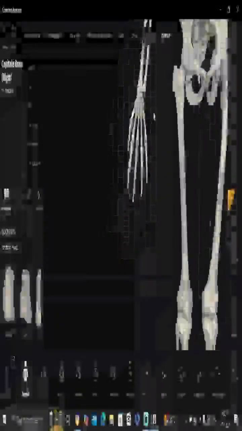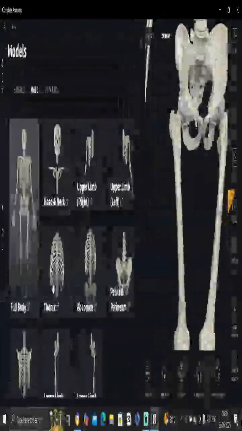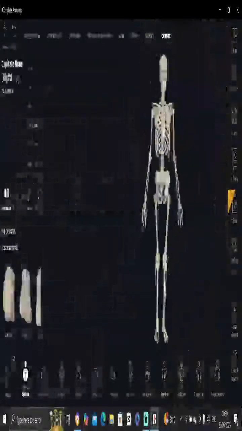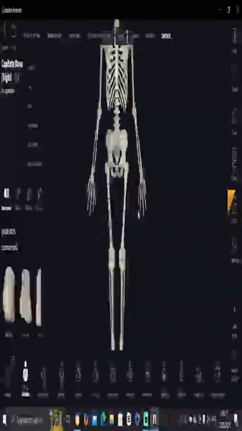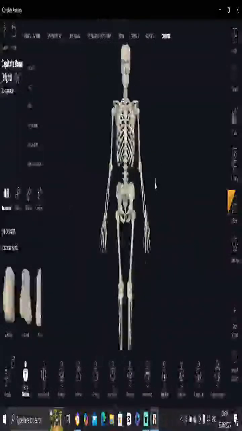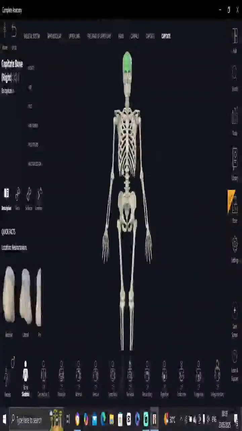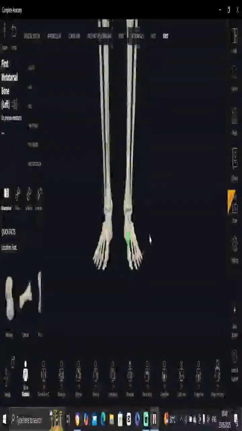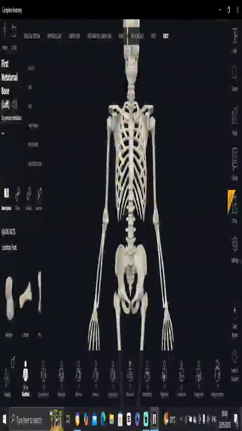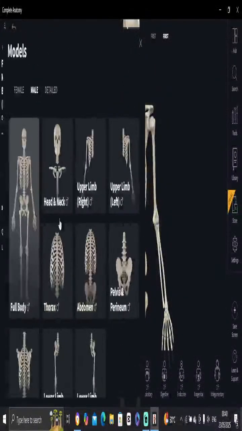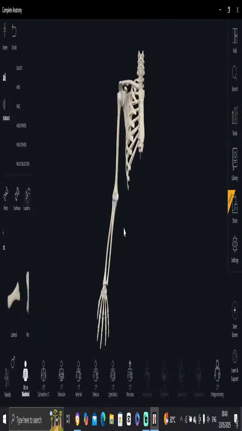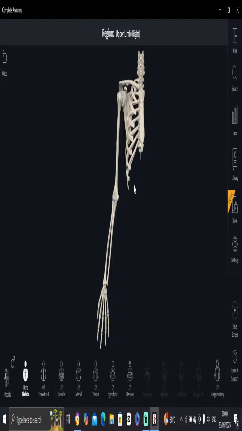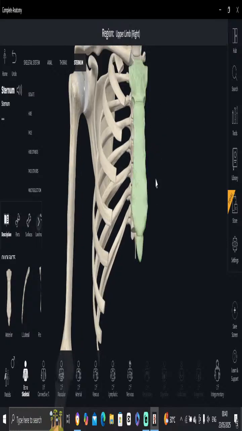So let's go to the upper limb model. Basically this is a full skeletal system model, from the skull down to the bones of the feet. But today we'll be discussing the upper limb, so most of these models we won't be needing. We'll just go straight to our upper limb model. And here we can see, generally, the sternum, the breastbone.